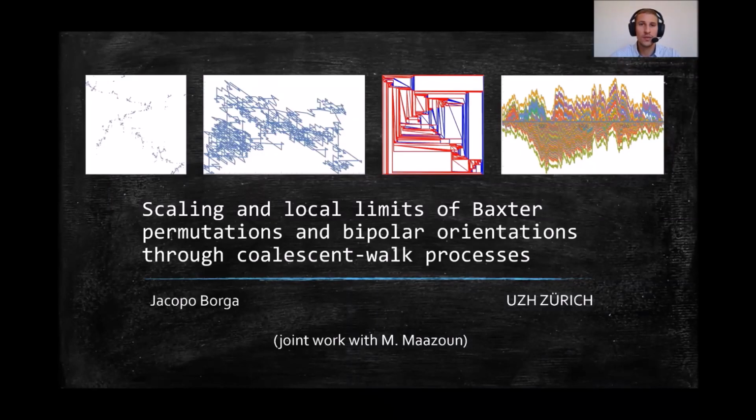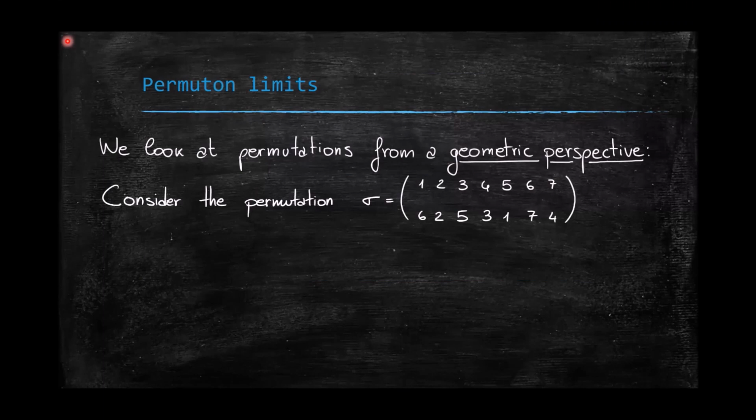In this talk, I will speak about scaling limits of Baxter permutations and some related objects. On the top of the slide, you can see some uniform simulation of these objects that will be clarified during the talk. I will also mention some local limit results. This is a joint work with Mickaël Maazoun from Lyon.